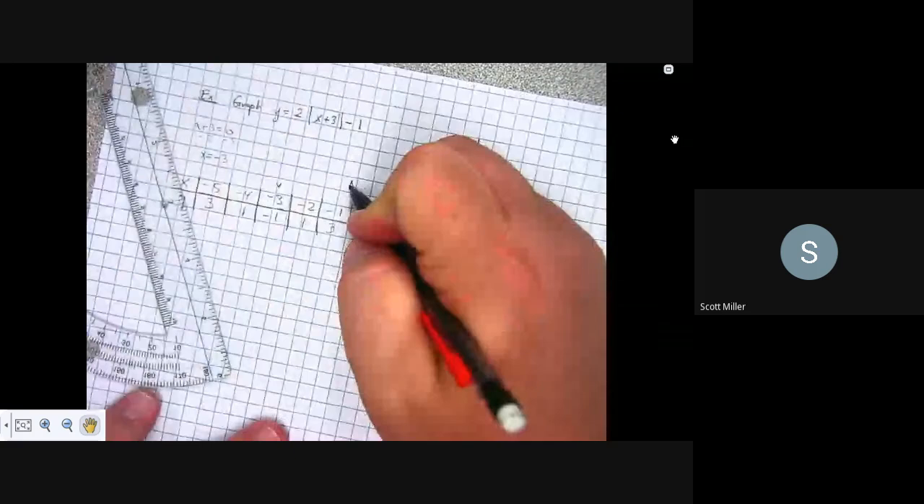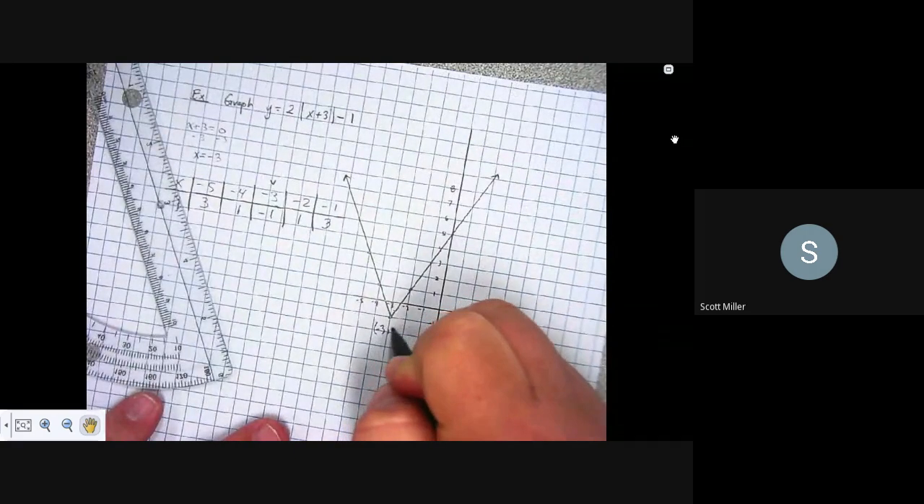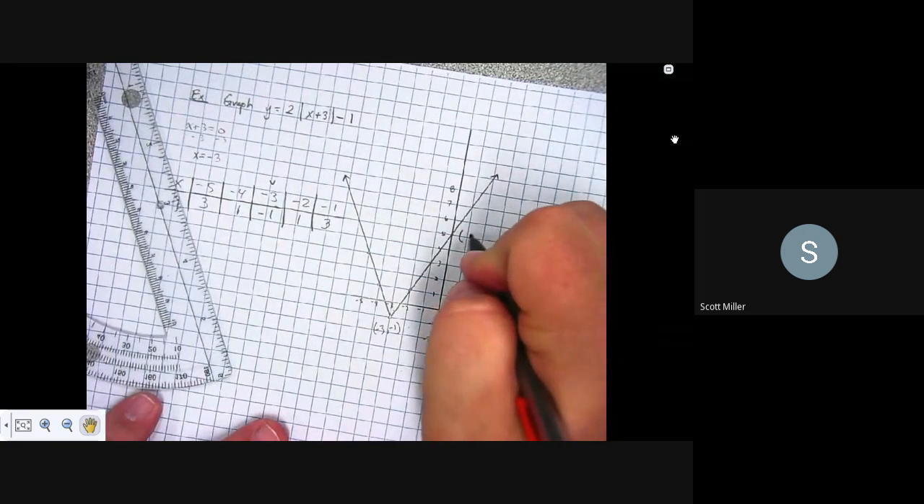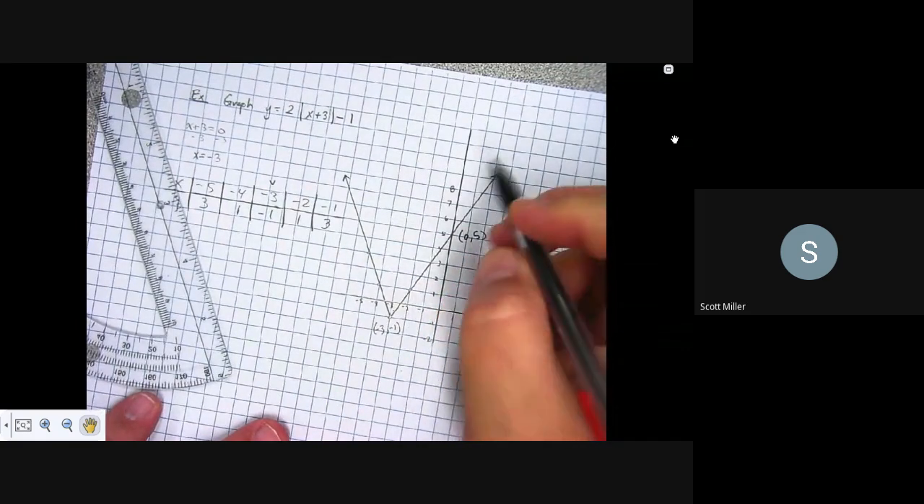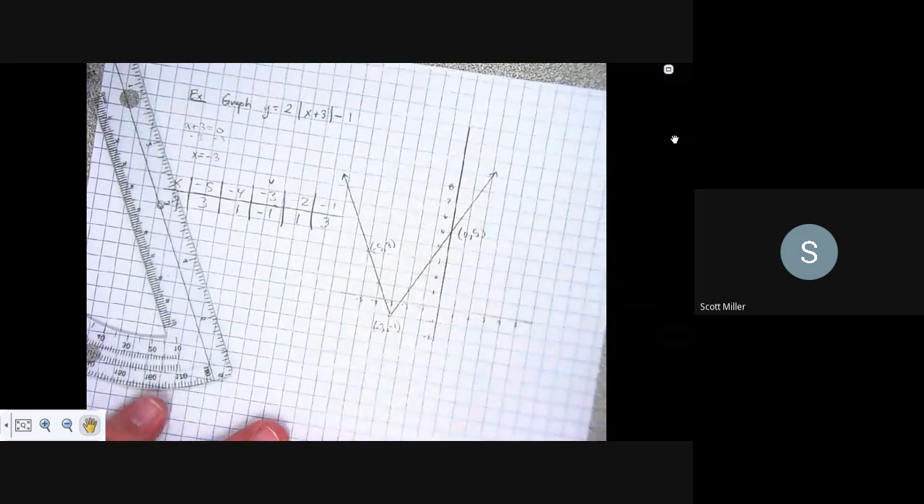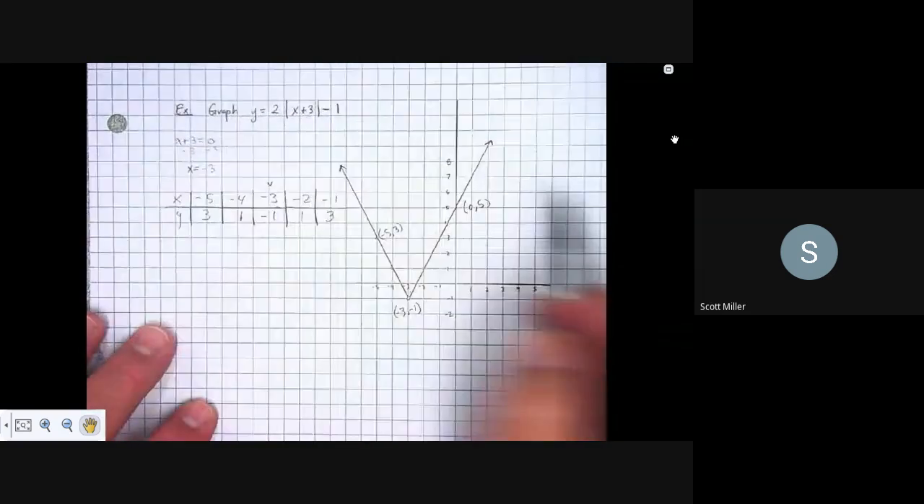Make sure you put arrows on the end. Label the vertex, -3, -1. And then one point on each side. So since I have this one, 0, 5. And then I can use this one right here, which is -5, 3. You can use any point you want on either side. It doesn't matter. And because my graph is with my equation, I don't need to list it.